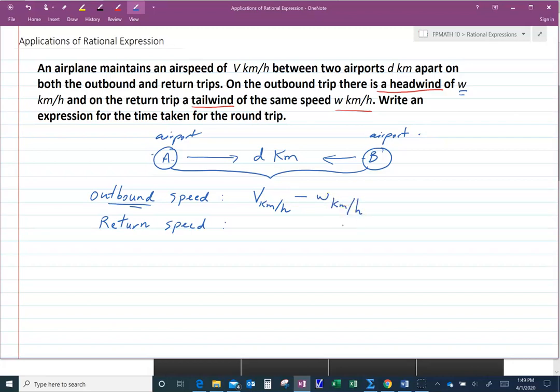Now on the return, the speed, that's the physics terminology there, we call it v kilometers per hour, is actually increased by the tailwind, and that is again w kilometers an hour. So v minus w and v plus w are the two speeds. One is for outbound, the other one for the return of the aircraft.